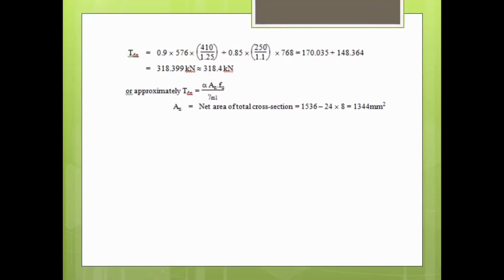The other alternative approach to calculate Tdn is alpha into An into Fu upon gamma M1. Here the net area will be 1536, which is the gross area, minus the area due to opening. Hole diameter is 22, make it 24, adding 2 mm. So 24 into 8, subtract this from the gross area, and you get the net area. Alpha is 0.7 for 3 bolts. This we have seen, again given by the IS code. And this value comes to be 308.582 kilonewton.